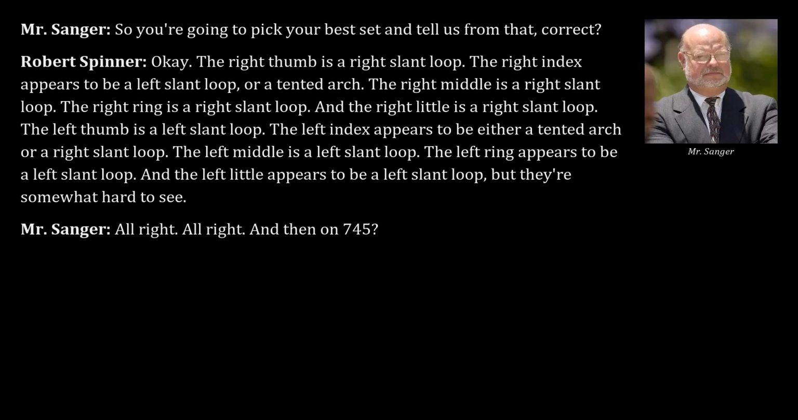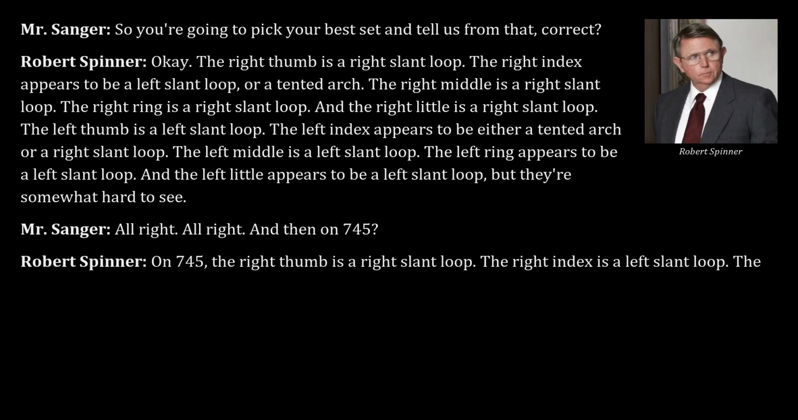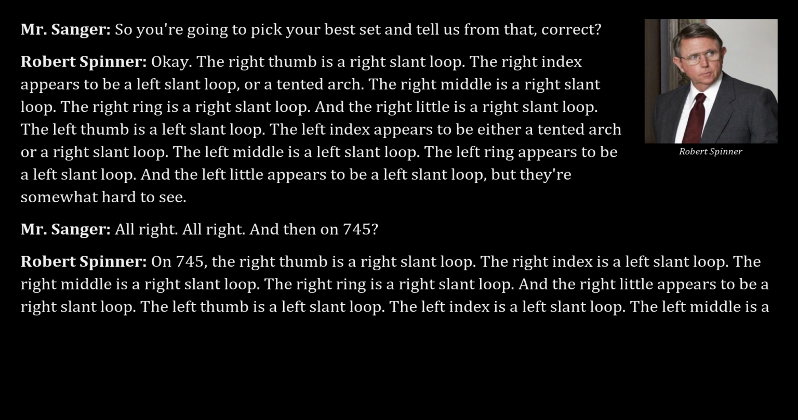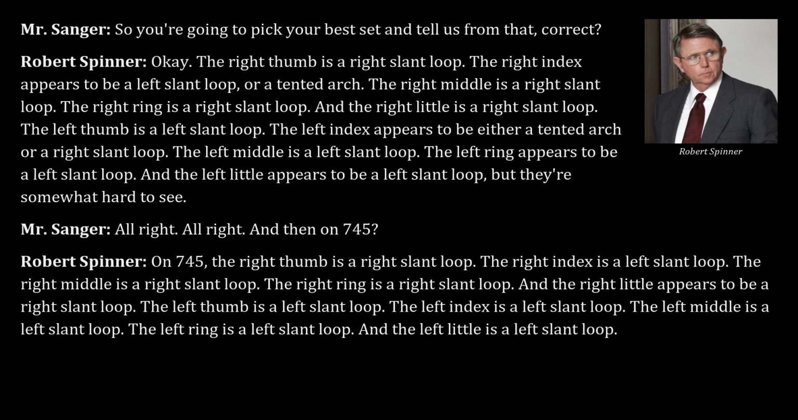Alright. And then on 745? On 745, the right thumb is a right slant loop. The right index is a left slant loop. The right middle is a right slant loop. The right ring is a right slant loop. And the right little appears to be a right slant loop. The left thumb is a left slant loop. The left index is a left slant loop. The left middle is a left slant loop. The left ring is a left slant loop. And the left little is a left slant loop.